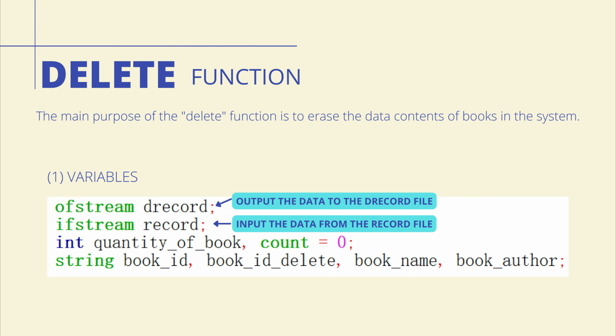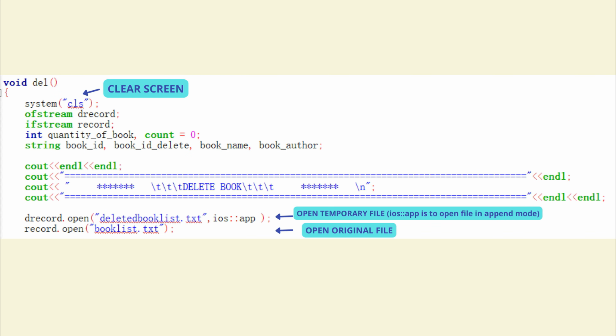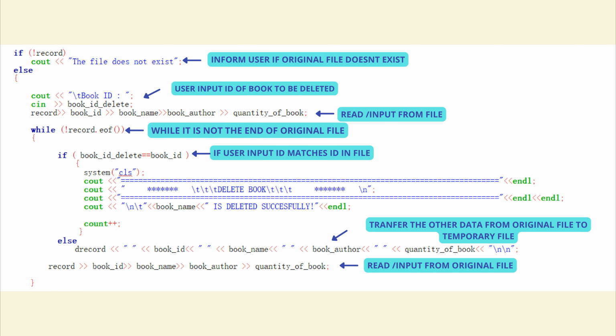Now I am going to present the delete function. Firstly, the program will open two files. One is the temporary output file, deleted book list text, and the other is the original data file, book list text. Then, the program will ask for the ID of the book the user wants to delete, and it will read through the data file line by line.